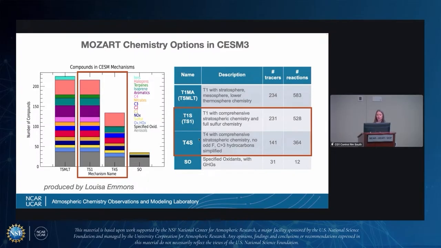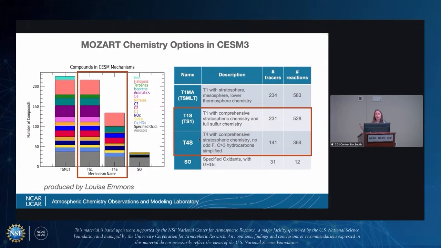And so starting with reminding you of different chemical mechanisms. What you see on the left is the number of components, so tracers in the chemical mechanism, and those scale directly with the costs. In the past we had our TSMLT chemical mechanism, the troposphere, stratosphere, mesosphere, lower thermosphere chemistry. That was the most complete one for the WACCM model. And then we had our TS1 mechanism, that's the troposphere, stratosphere mechanism 1.